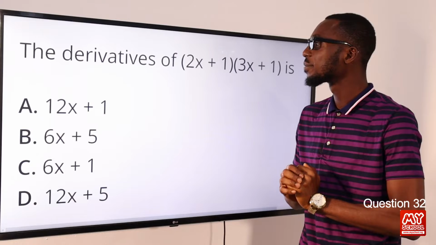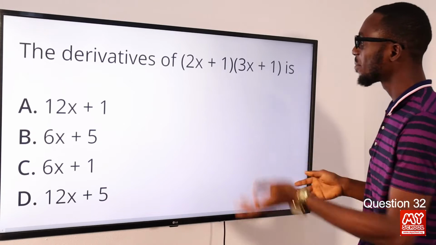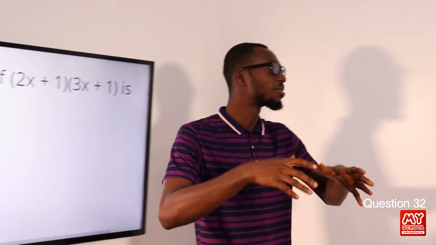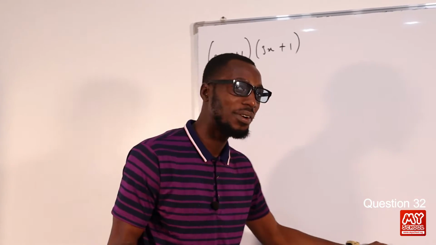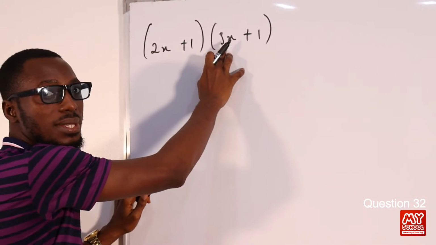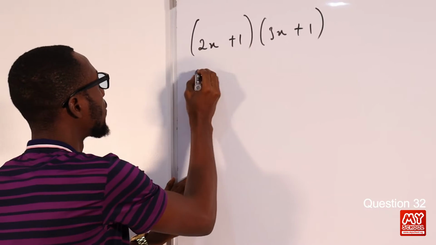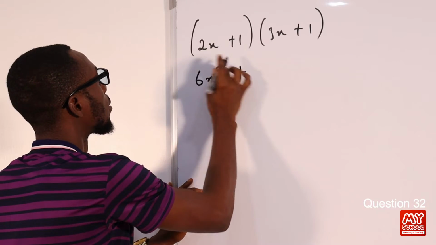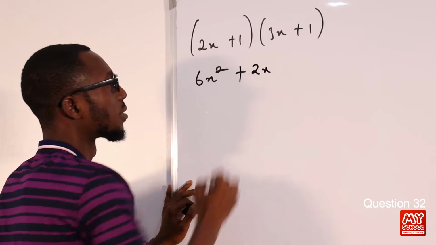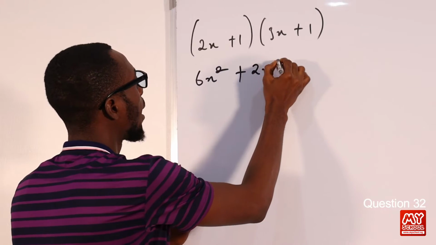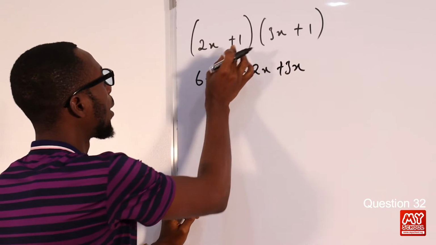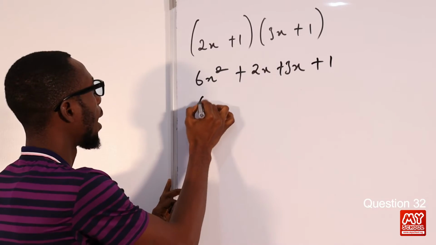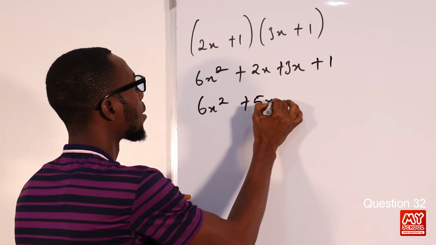The derivative of (2x plus 1)(3x plus 1) is what? The first thing we need to do is expand this bracket, and it's very easy. 2x times 3x: 2 times 3 we have 6, x times x we have x squared. Plus 2x times 1, we have 2x. Plus 1 times 3x, we have plus 3x. Plus 1 times plus 1, we have plus 1. So let's add up. We have 6x squared plus 5x plus 1.